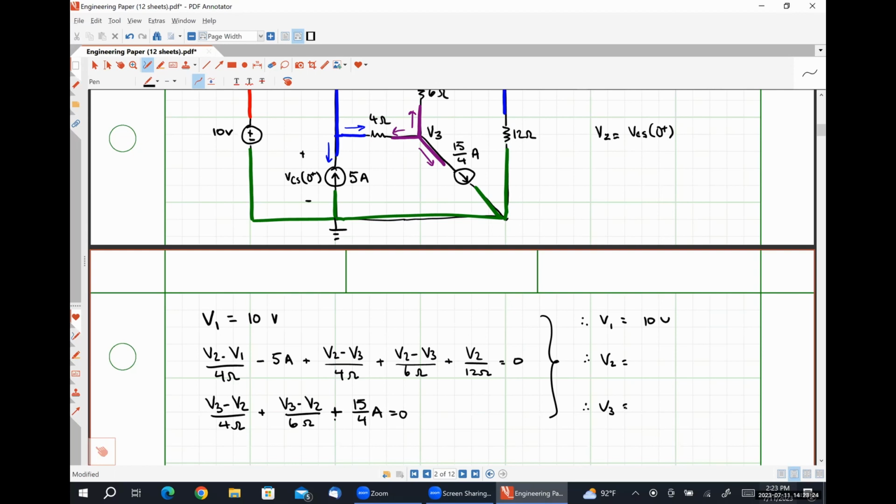So let me just run through this really quickly. 1 0 0, +10. 1/4 plus 1/4 plus 1/6 plus 1/12, negative 1/6, +5. 0, -1/4 minus 1/6, 1/4 plus 1/6, -15/4.